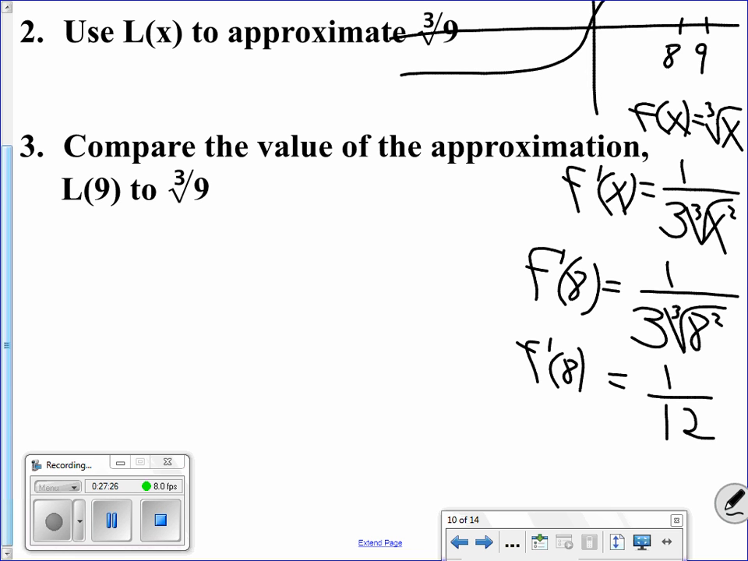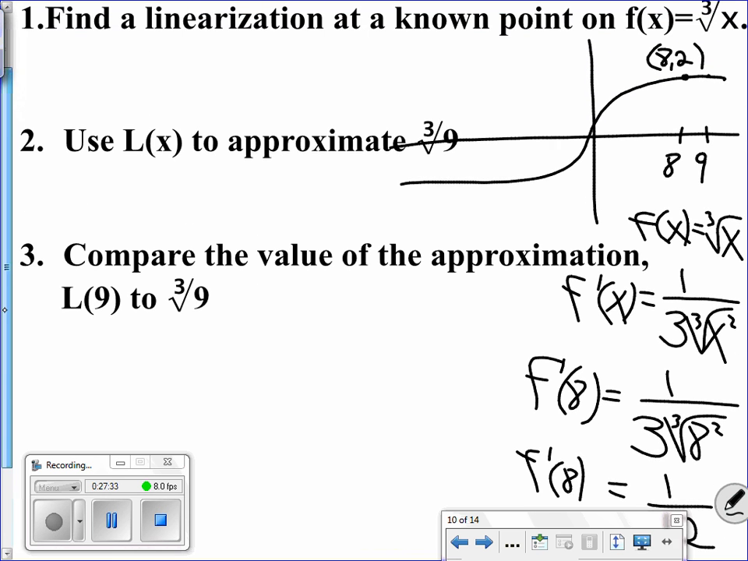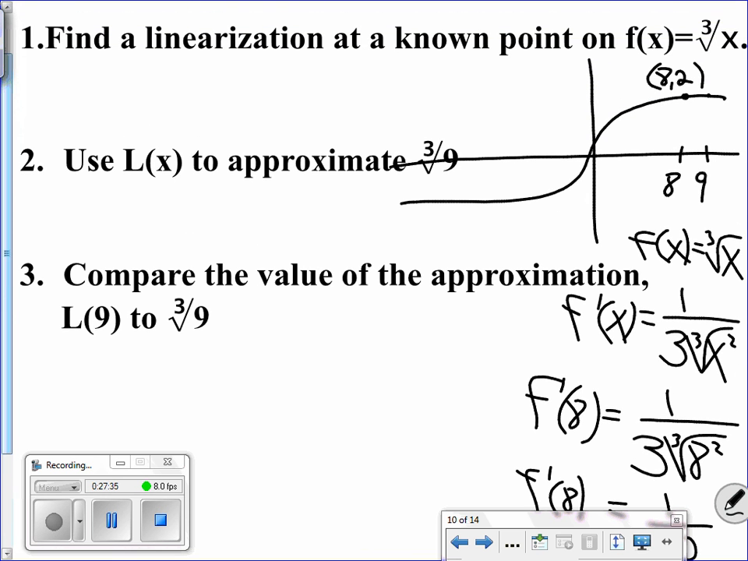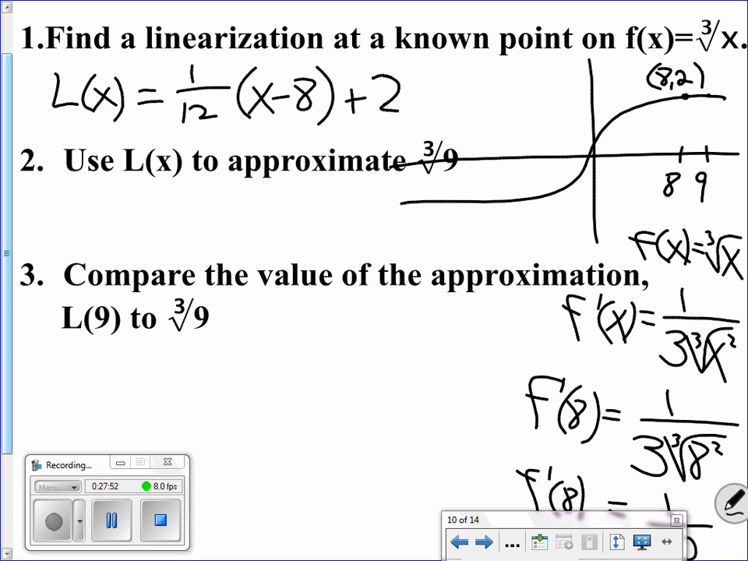Let's write the equation of our tangent line. But instead of y, we're going to use L of x. L of x, y on the tangent line. What's the first thing I got to write? The derivative, the slope, which was 1 over 12. What goes in the parentheses? x minus 8, and then plus the y coordinate of the point.